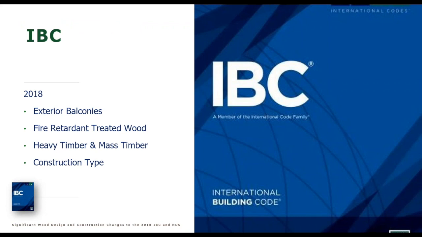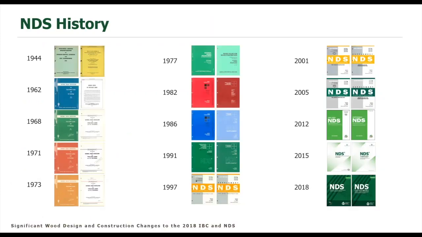Now, the first part we'll talk about is the IBC, and these are some of the significant changes we're going to talk about related to exterior balconies, fire retardant treated wood, heavy timber and mass timber construction, and construction type. A little background for those not familiar with American Wood Council: some of you may know us as AF&PA, the American Forest and Paper Association, but we are now American Wood Council, formally since 2010.